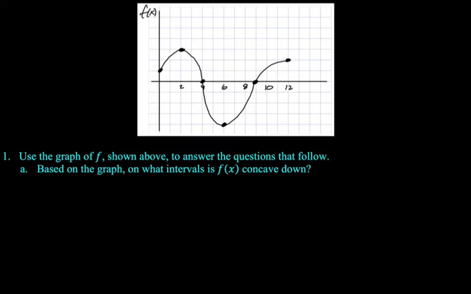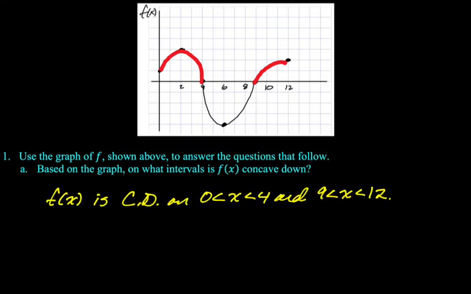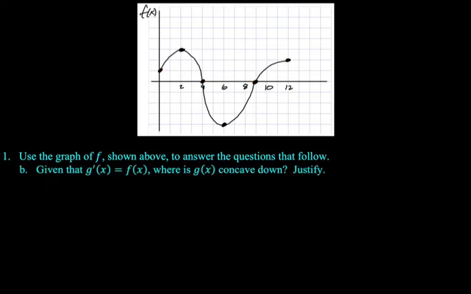A, based on the graph, on what intervals is f of x concave down? So we're talking about the actual graph we're looking at. Very unusual. But there it is, concave down. So I'm going to say that f of x is concave down on 0 to 4 and also 9 to 12. And I'm not even giving a reason there, because that's where it's concave down. All right, next up.